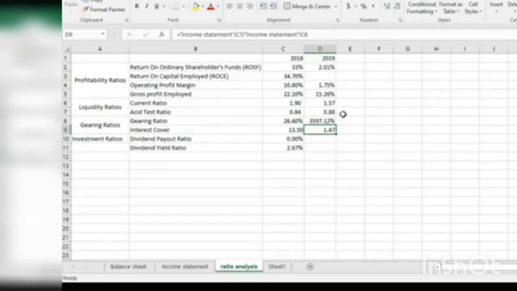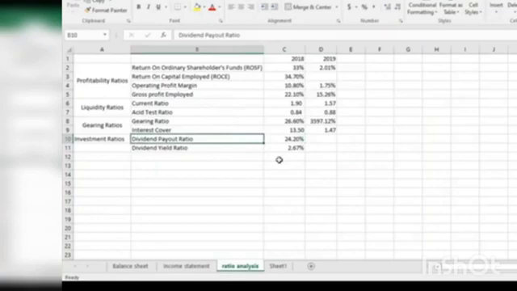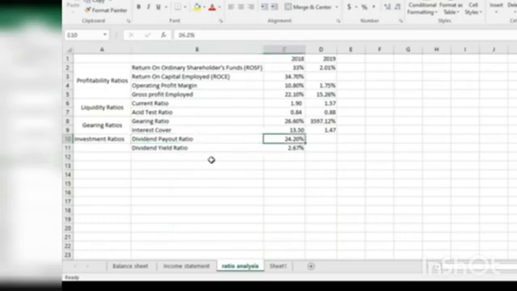So in the investment ratio we have completed our three ratios, and in the investment ratio we have to find the dividend payout ratio. In 2018 it was 24.20%. So we will see the formula of dividend payout ratio, and the formula is dividends announced for the year divided by earnings for the year available for dividends, multiplied by 100.